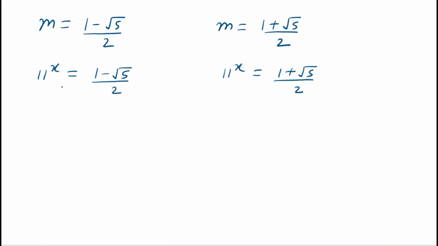Now look carefully at this equation. Here we have 11^x on the left hand side, and on the right hand side we have a number which is (1 - √5)/2. We will talk about only real solutions, and if x belongs to the real numbers, then 11^x is always greater than 0. So the left hand side is positive, but look carefully, this number is negative. So here x does not belong to the real numbers. So this case is rejected.